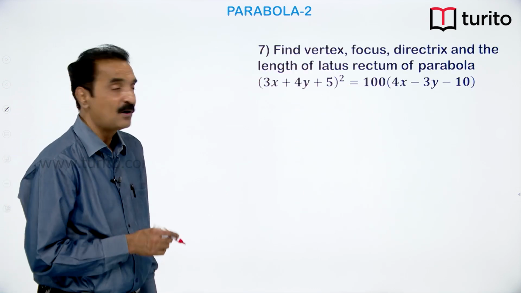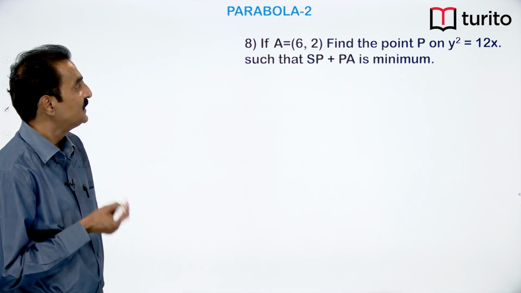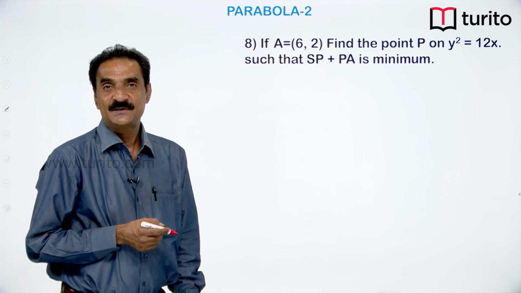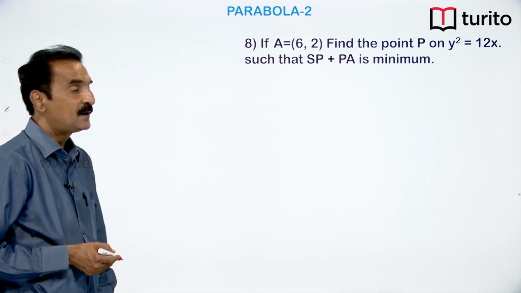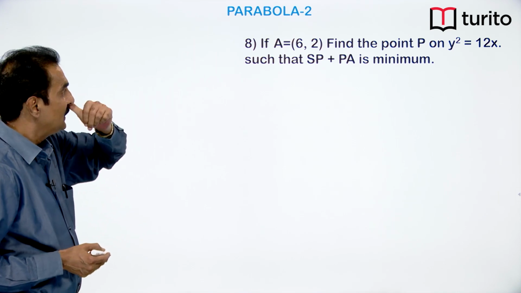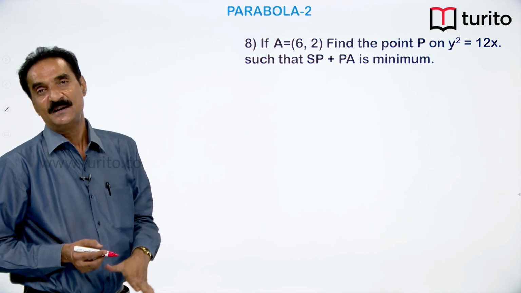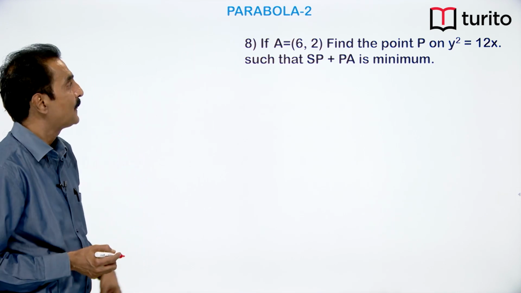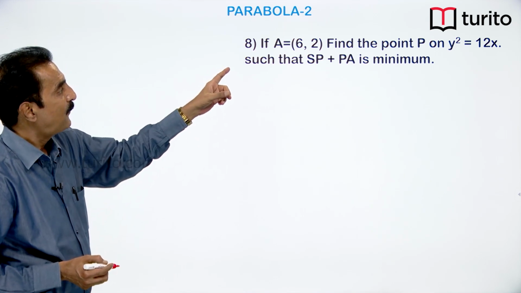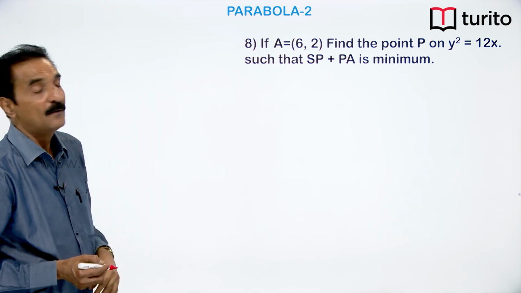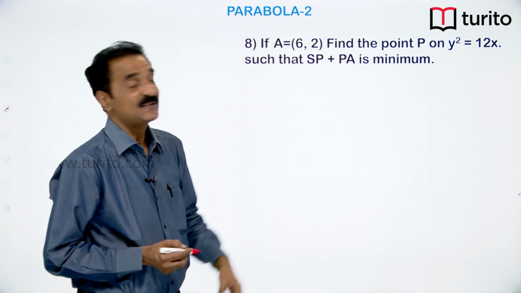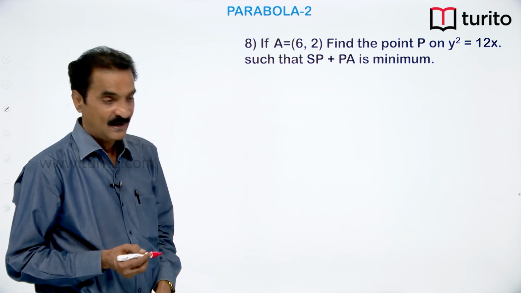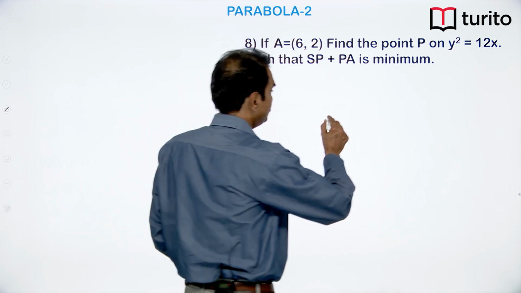Next question is a bit long, and time is not enough, so I will check for an easy question. Yeah, this question is an easy one, only one and a half minutes left. A point A is given, (6, 2). Find the point P on the parabola y square equals 12x such that SP plus PA is minimum. Let us first draw the diagram.